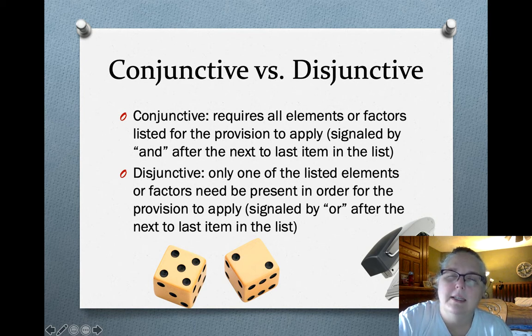Whereas disjunctive is a list that is given, and only one of the things in the list has to be present in order for whatever it's claiming to be true or to be applicable. And that is signaled by the use of the word "or" after the next to last item in the list.